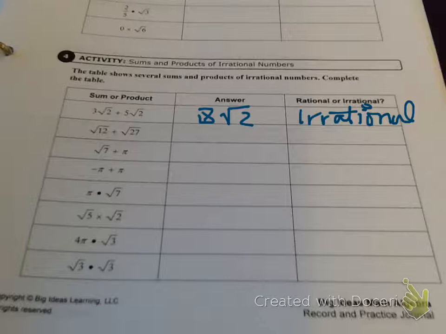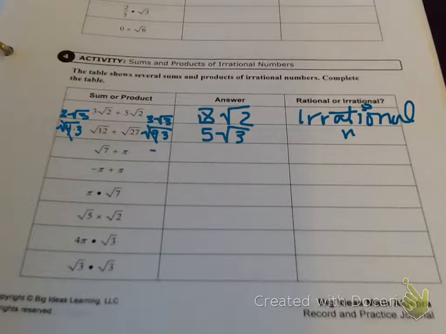The square root of 12 plus the square root of 27. Well, the square root of 12 can be broken down into 4 times 3. Square root of 27 would be 9 times 3. So this is actually 2 square roots of 3, because the square root of 4 is 2. And this is 3 square roots of 3, because the square root of 9 is 3. So 2 square roots of 3 plus 3 square roots of 3 ends up making 5 square roots of 3, and that's irrational.